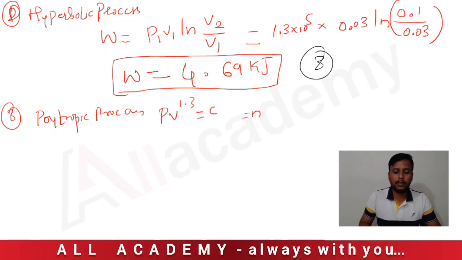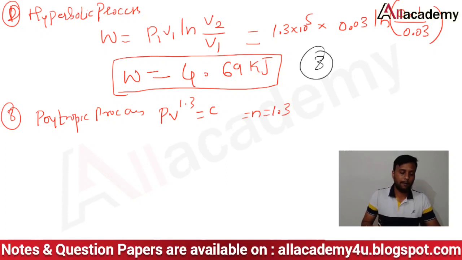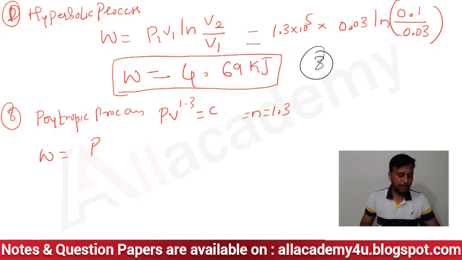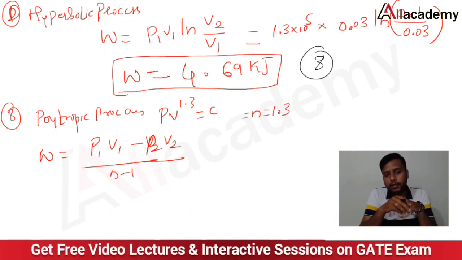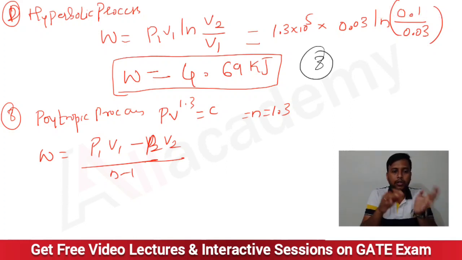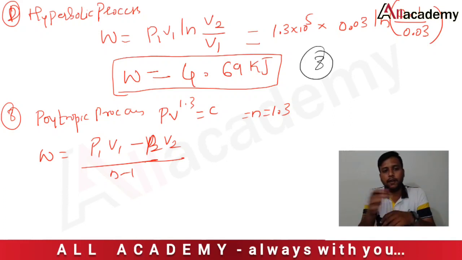It means that the n value is 1.3. Now the work done for a polytropic process is given by (P1 V1 minus P2 V2) divided by (n minus 1). To identify the work done in a polytropic process, I need both the pressure and volume at both the initial and final conditions.